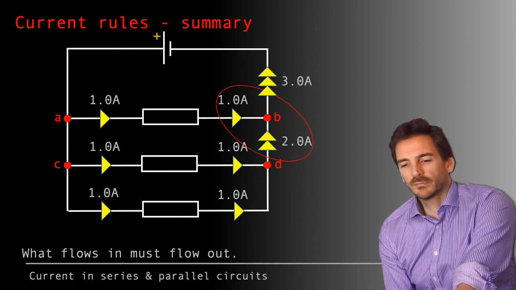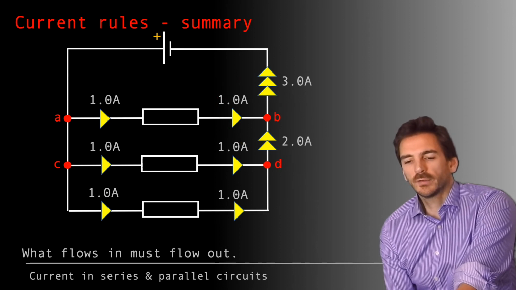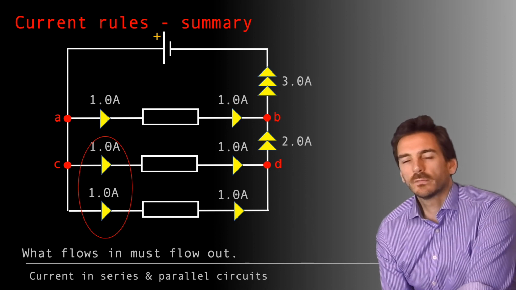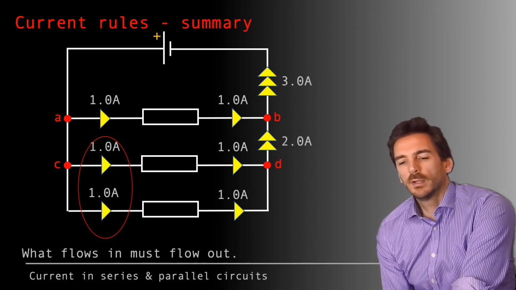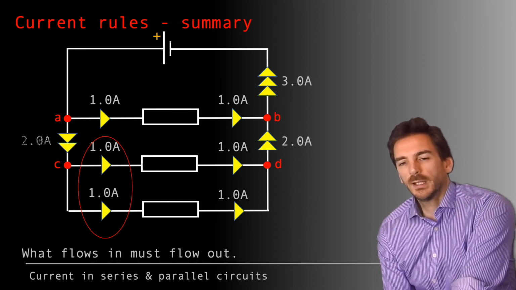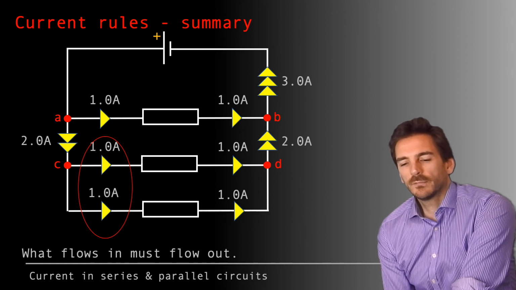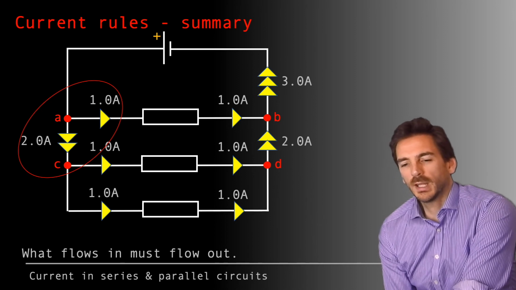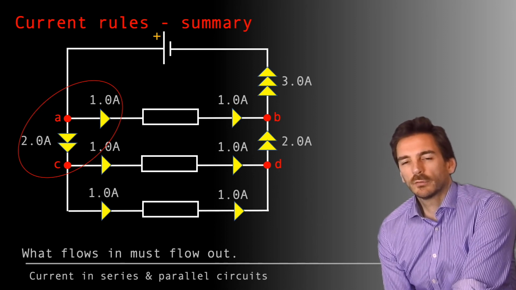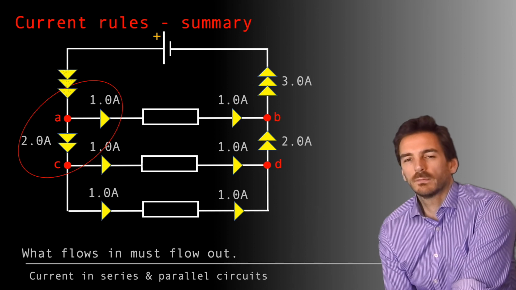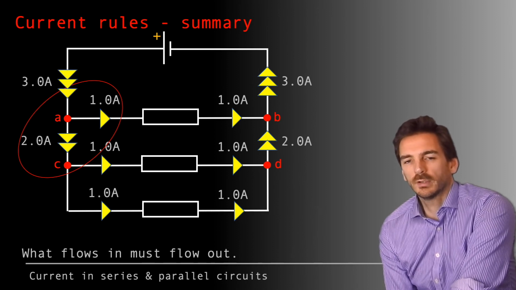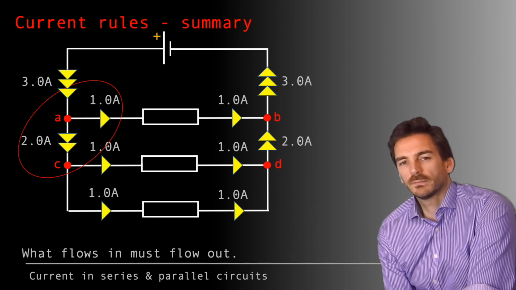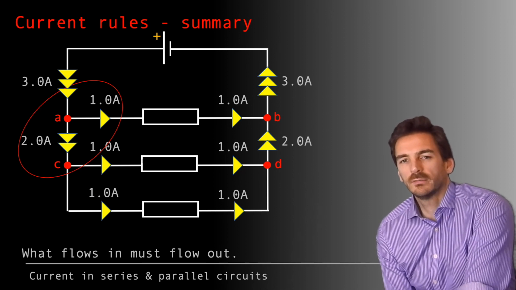Let's have a look at the other side of the circuit. Other side of the circuit, let's have a look at these two currents flowing out of junction C. We've got 1 amp and another 1 amp. So 2 amps must be flowing in. And if we look at these two current values flowing out at junction A, we've got 1 amp and we've got 2 amps, a total of 3 amps. That means a total of 3 amps must be flowing into junction A. So at a junction, whatever flows into the junction must flow out of the junction. Current is conserved.